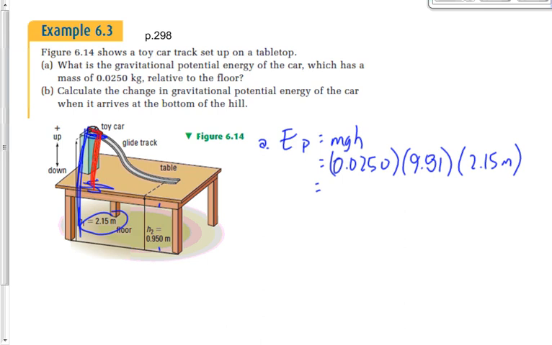You get 0.025 times 9.81 times 2.15. I get an answer of 0.52729 joules there, which I'm going to round to 3 digits. Okay, 3 digits here, 3 digits here.